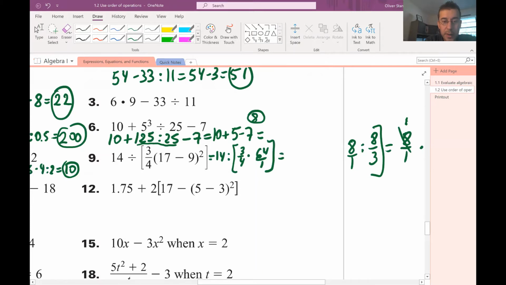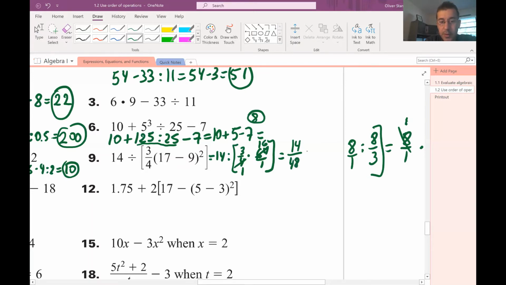And now 4 and 64 cancel out by 4. So this becomes 1, and this becomes 16. Why? Because 16 times 4 is 64. And then 1 times 1 is 1 here. In the denominator, 1 times 1 is 1, so we don't write that. So we're just going to get 3 times 16, which is 48. So this becomes 14 over 48.